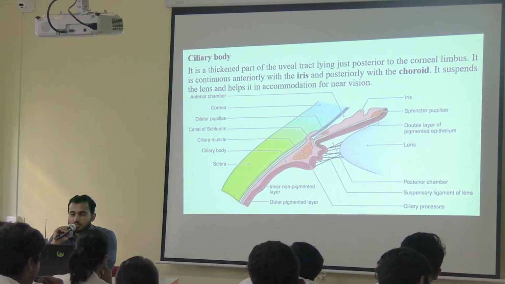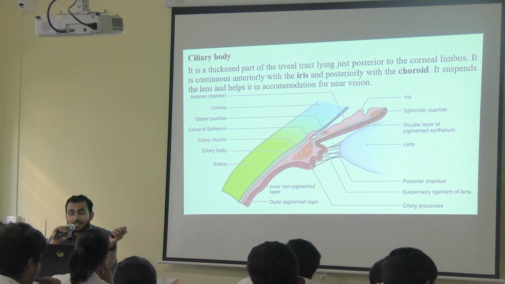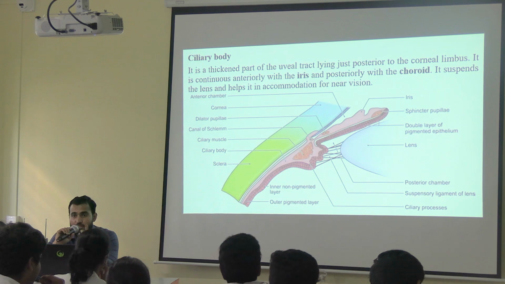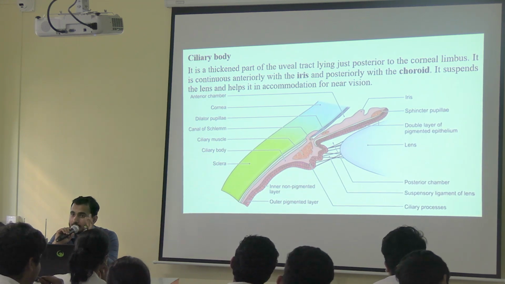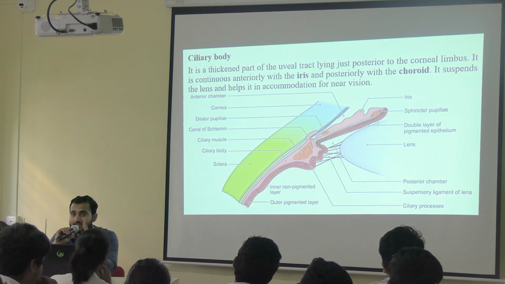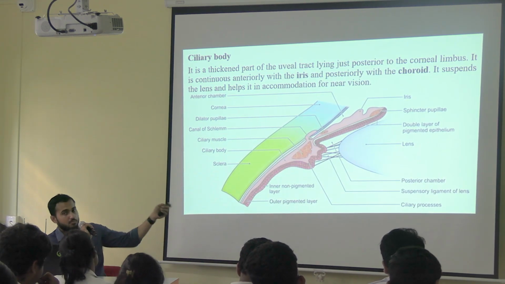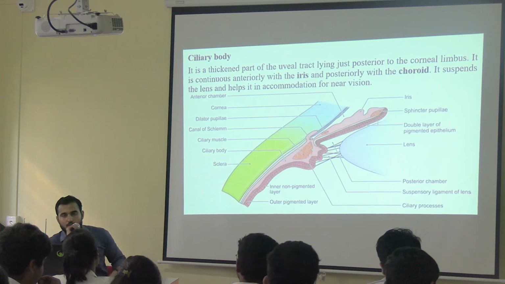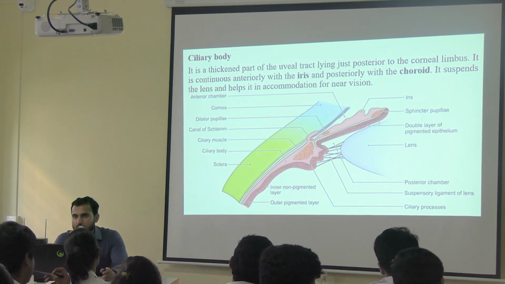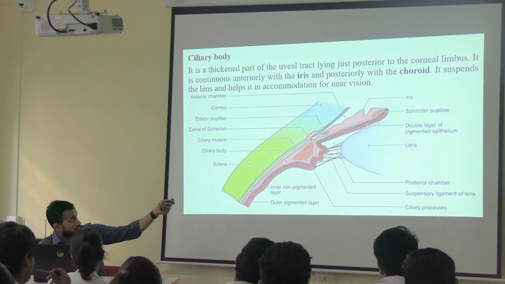choroid. Next is the ciliary body. Can you see the ciliary body over here? The ciliary body is also part of the vascular layer. The vascular layer has 3 parts. The first part is done, that is the choroid. Now here is the second part, that is the ciliary body. So here you can see this is the ciliary body. It is the thickened part of the uveal tract. What is the meaning of uveal tract? Vascular layer. That's why I have also mentioned it over here.